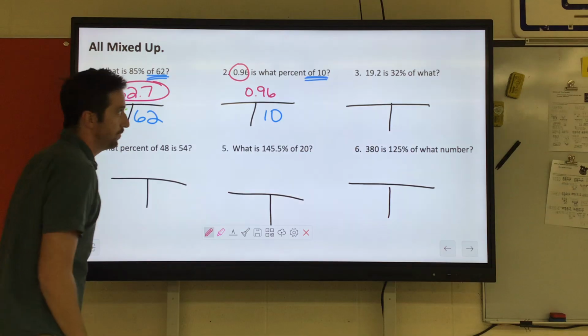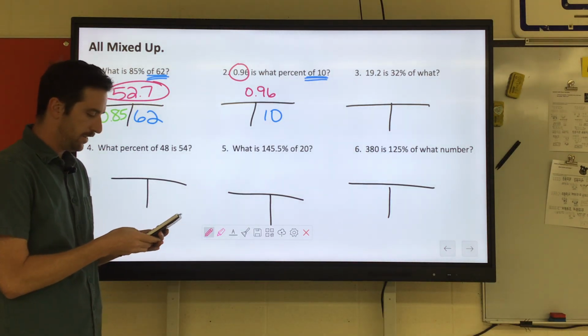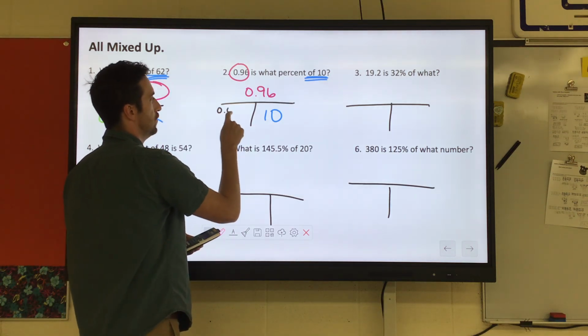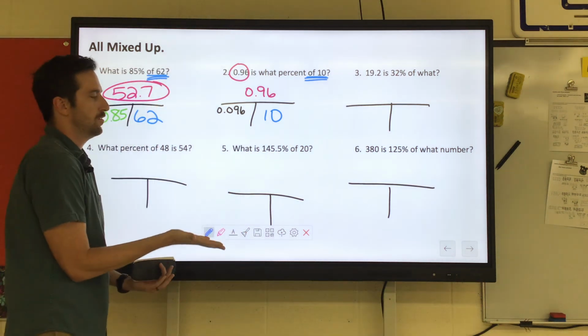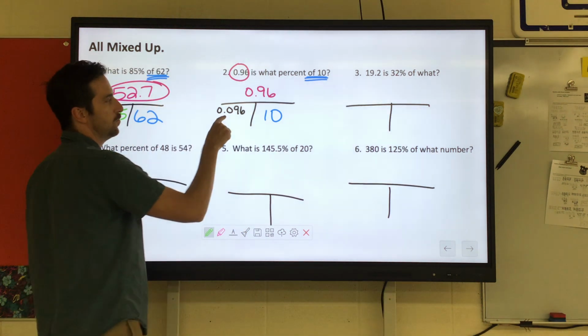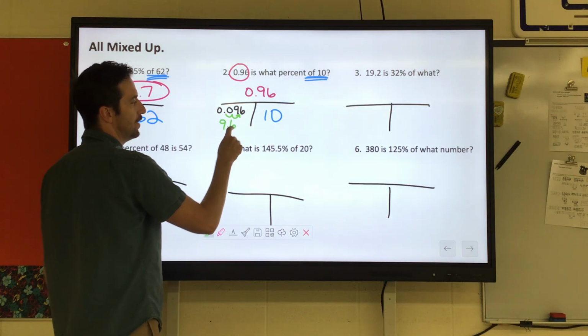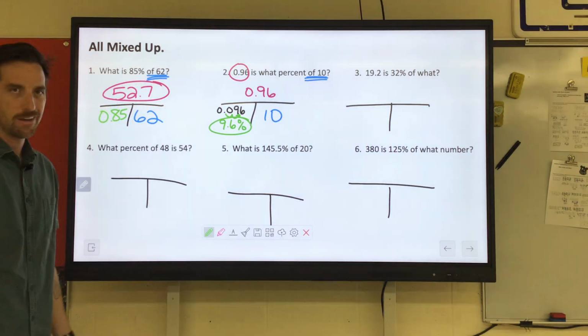is our part then. So we have some division, 0.96 divided by 10, and it's going to give us the decimal 0.096. Now if they're asking us what is that as a percent, we need to move that decimal 2 places to the right, or times 100. That means we got 9.6%. That was a little tough.